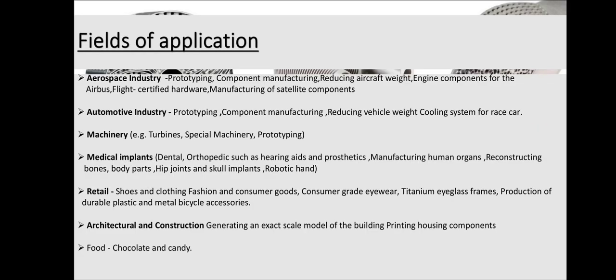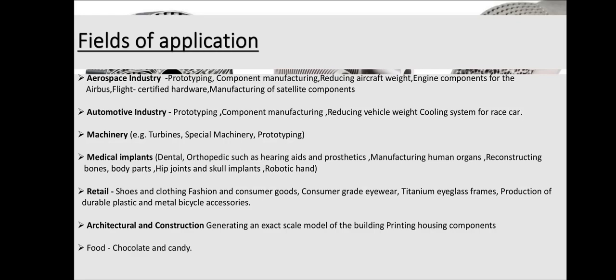In the aerospace and automotive industry, we can use additive manufacturing for making products, for making prototypes, and for reducing the weight of the automobile or aerospace vehicles or aeroplanes. In the machinery industry, we can use it for making components and for prototyping. Prototyping is really important. Before making a real scale model, we need to make a small scale model, so that we can check whether that model can run in real conditions or not.